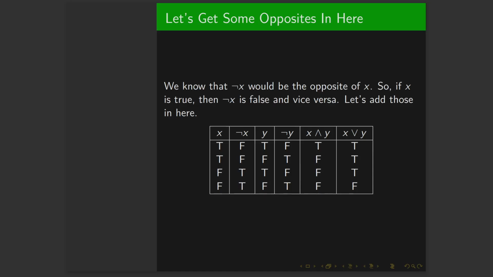Now we're going to introduce some negations. So not x would be the opposite of x. Because not true is false and not false is true. So not x would just flip the true to false, and not y would flip the y's truth value. So if x is true, not x is false. If x is false, not x is true. Make sure you understand what's happening here.